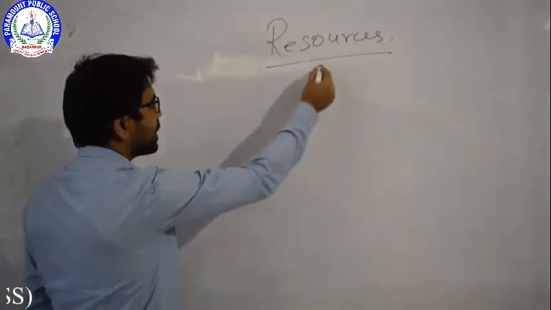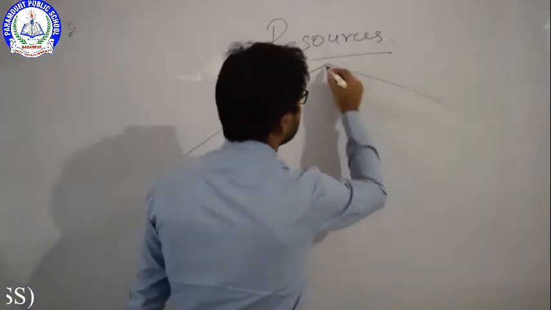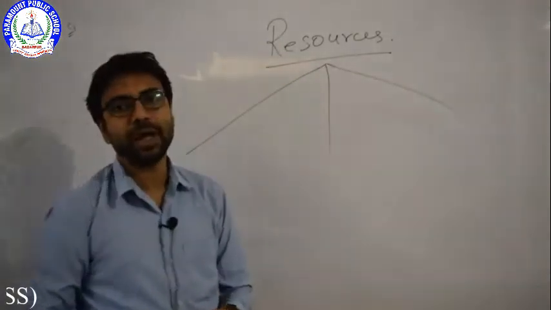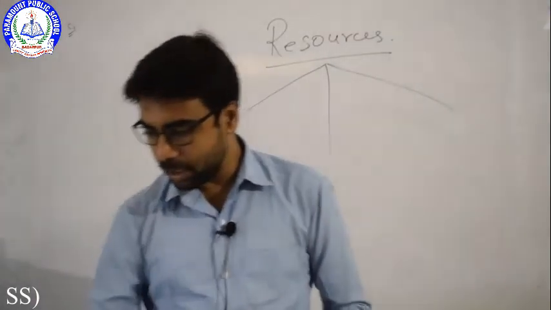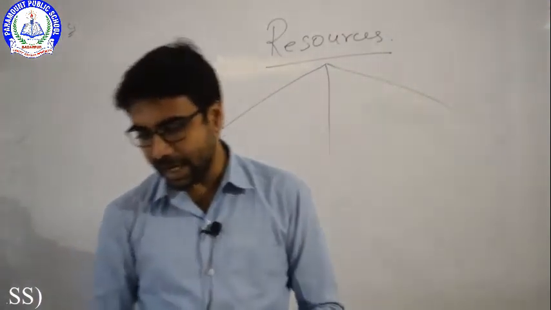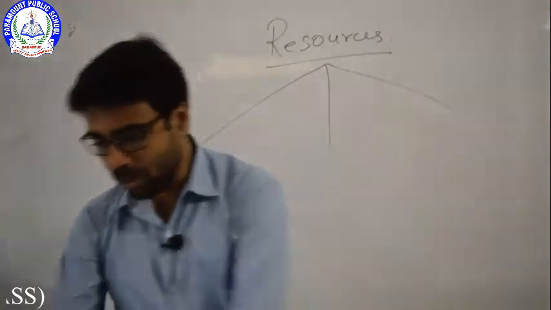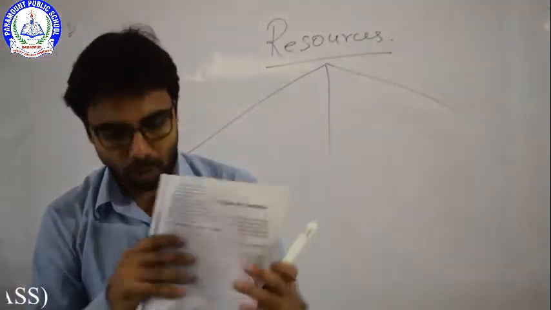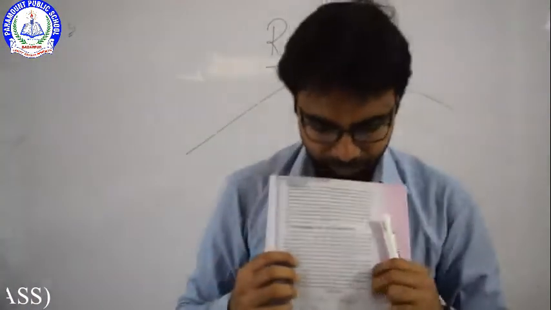Now, resources are divided into many types. Into how many types are the resources divided? That you will find on page number 7. There is a diagram where they tell you about the classification of resources. I'll hold the book up to you so that you understand. Can you see this diagram?